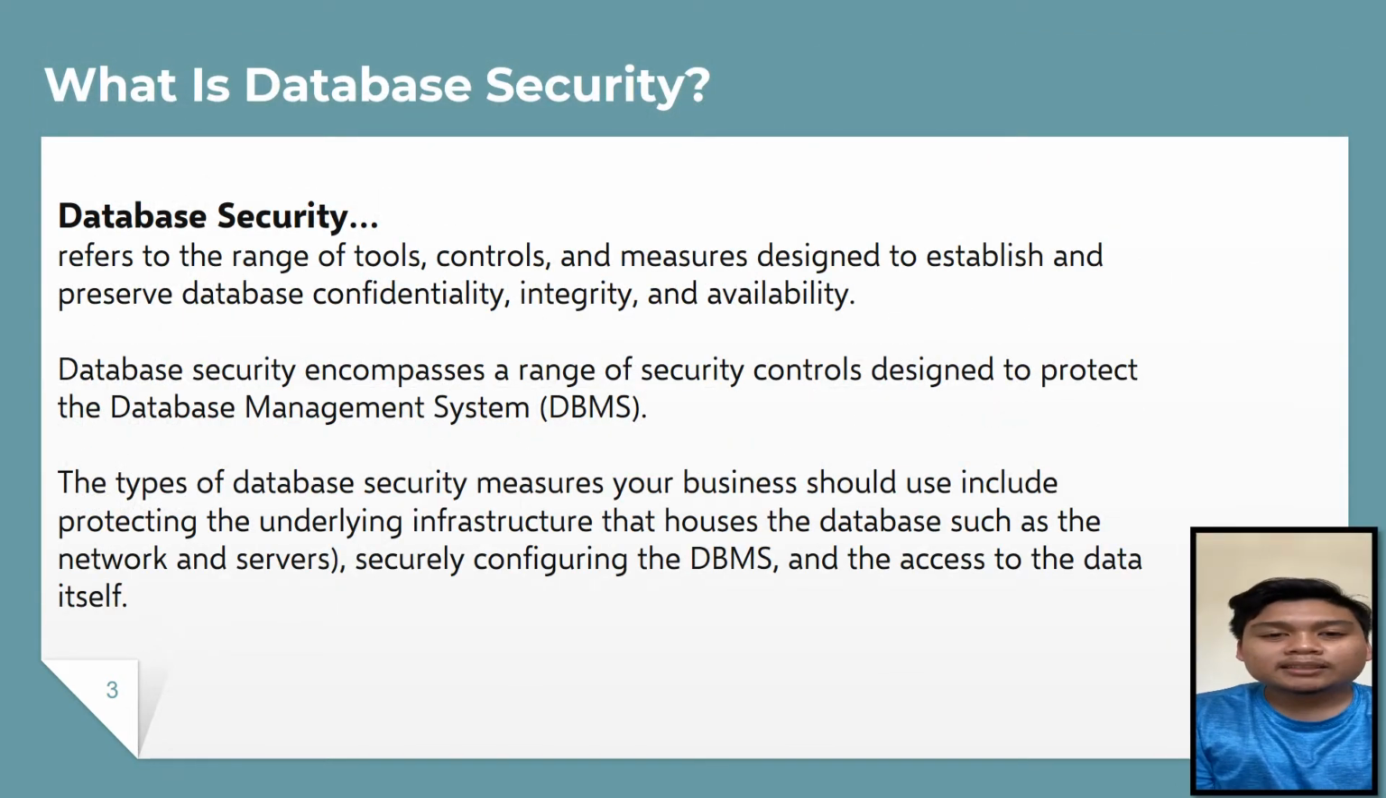So, what is database security? Database security refers to the range of tools, controls, and measures used to establish and preserve database confidentiality, integrity, and availability. Database security encompasses a range of security controls designed to protect the database management system (DBMS). The types of database security measures your business should use include protecting the underlying infrastructure that houses the database, such as the network and servers, securely configuring the DBMS, and controlling access to the data itself.